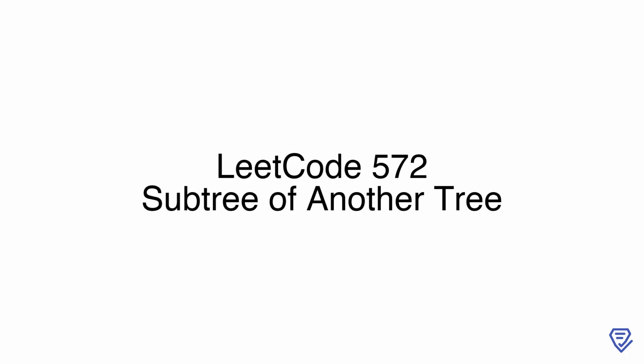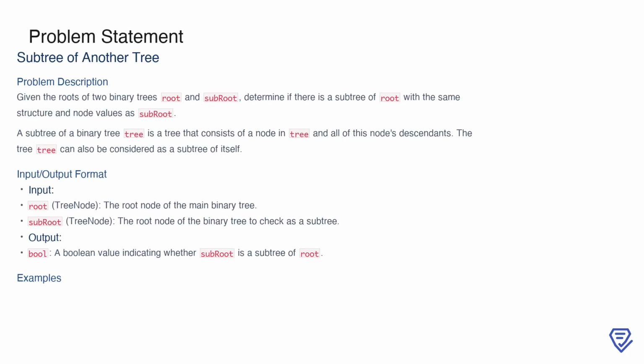Let's dive in. In this problem, we are given the roots of two binary trees, root and subroot. Our goal is to determine whether subroot exists as a subtree within the larger binary tree root. Here, a subtree is defined as any node in the tree along with all of its descendants. It's important to note that the entire tree itself can also be considered a subtree.